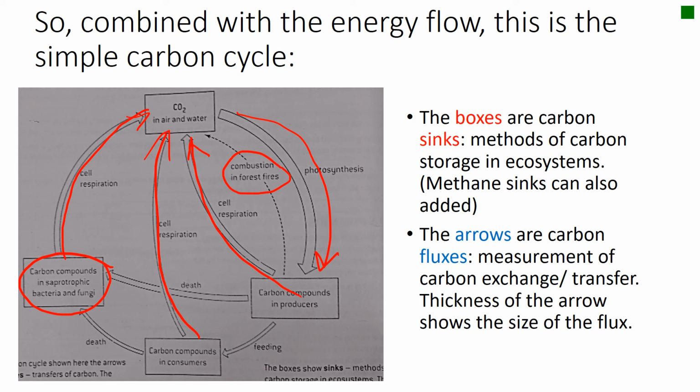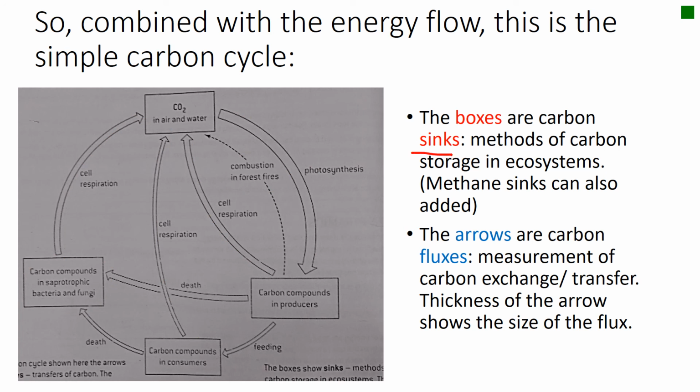All right. Now, one thing that I want to emphasize, as you can see, there are so many boxes here, and these boxes are called carbon sinks. What is a carbon sink? Carbon sinks are methods for carbon storage. So it is where the carbon is stored. Now, actually, methane sinks can also be added here, but Andrew Ellis didn't put it there, right? But you actually can add boxes for methane.